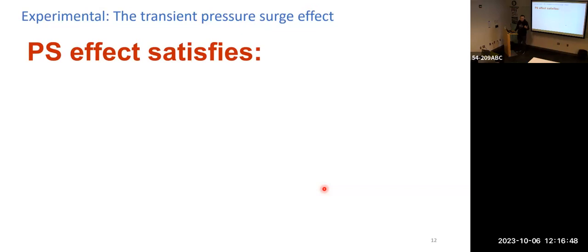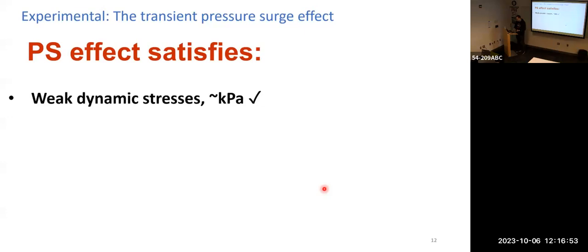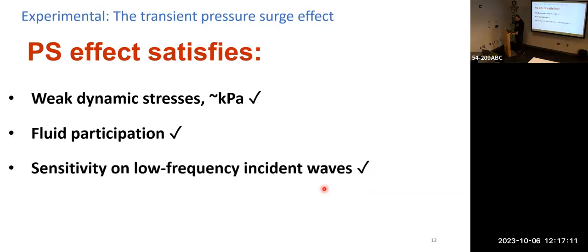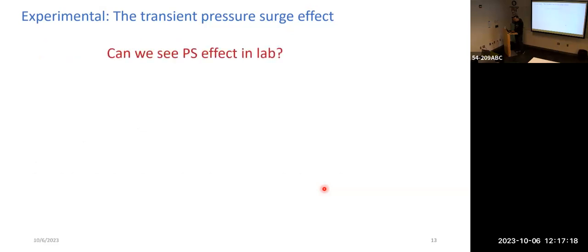He proposed the pressure surge effect. This hypothesis satisfies both conditions, because it can amplify the fluid pressure. So maybe the low dynamic stress perturbation can be amplified and increase the pore pressure. And fluid participation is essential in this hypothesis. And that is sensitive to the low frequency signal because the amplification is frequency dependent. But the problem is, can we observe the pressure surge effect in lab or in the field?